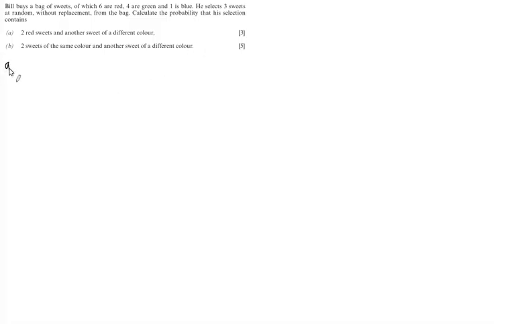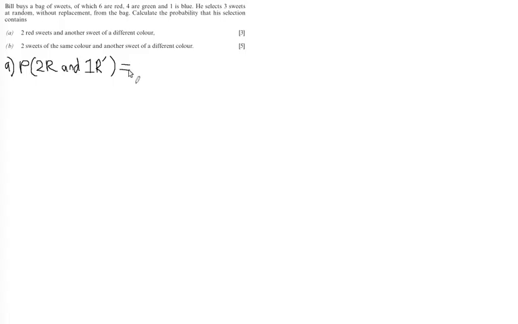Okay, so let's have a look at part A. We want to do the probability 2 red, and now the important part of this question is how you think about the question, because I could do 2 red sweets and then think about picking 1 green and then picking 1 blue, or I could do 2 reds and 1 non-red, so red complement.